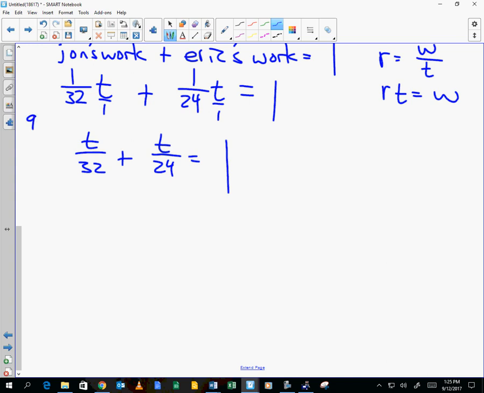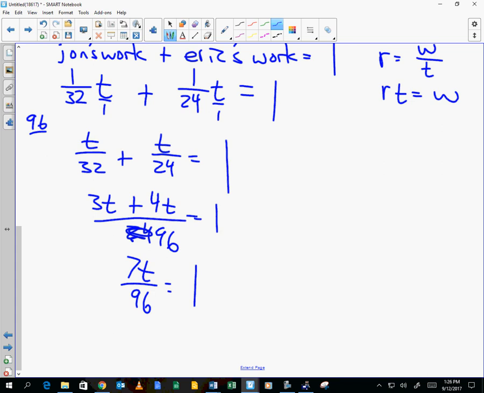Very good. It's 96. And so 32 times what is 96? 3. So 3t plus, what do you multiply 24 by to get 96? 4. So I get 7t over, not 24, 96, excuse me. That's my new denominator.